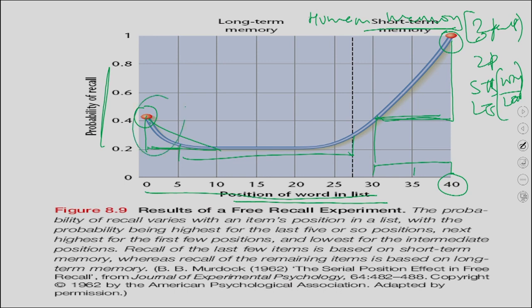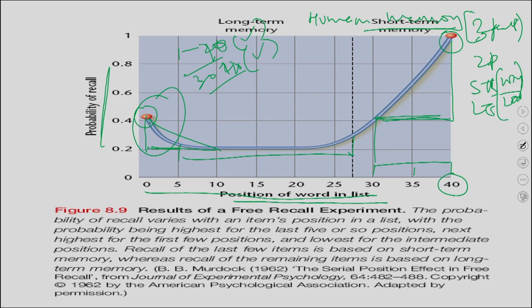Why is it that items in the beginning of the list, 1 to 10, and items number 30 to 40 have a higher recall? Of course, 30 to 40 is the highest recall, and 1 to 10 is next. What is the reason for it? And the answer that was given is that there are two stores.